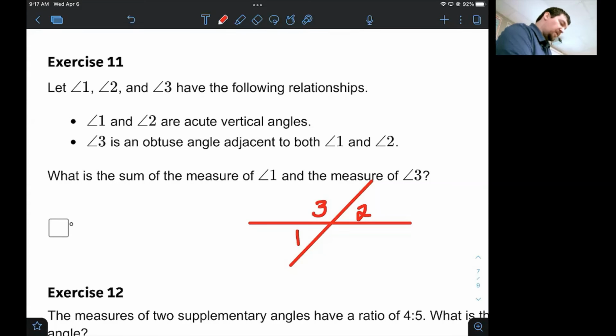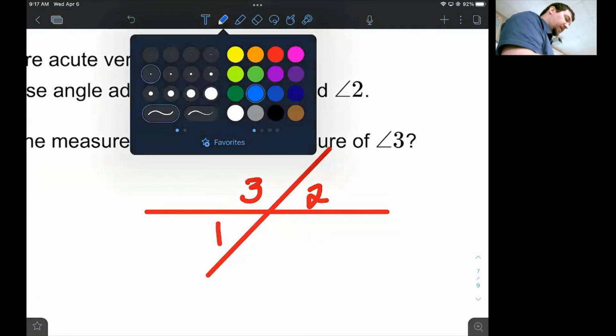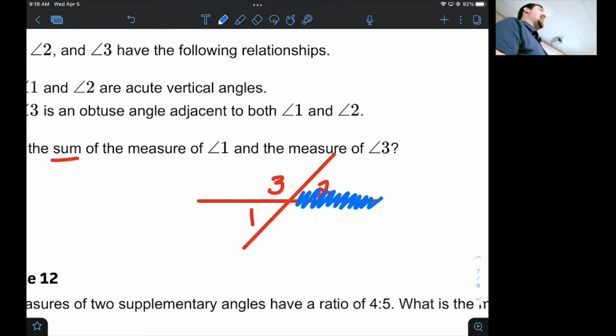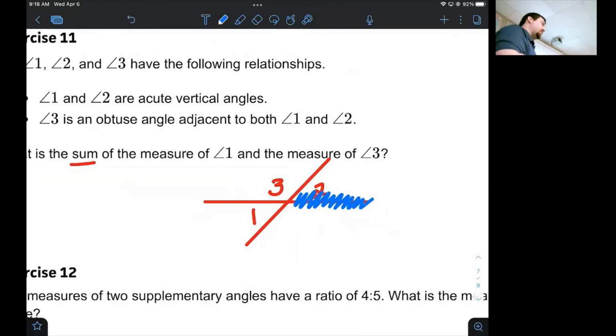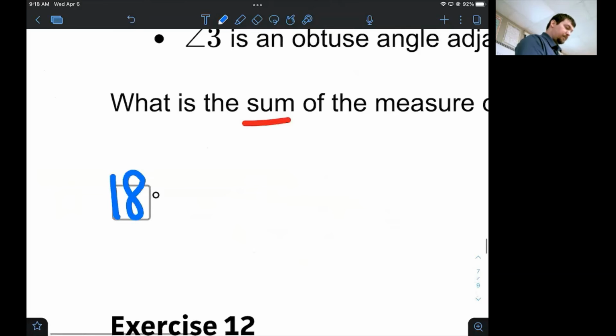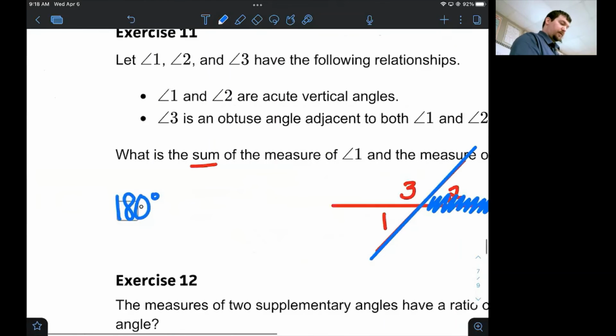It wants to know what the sum, what's that mean? Adding. What will I get when I add angles 1 and 3? So let's ignore angle 2 for a second because it just wants to know about angles 1 and 3. What will I get when I add angles 1 and 3, Alexis? That's right. I'm going to get 180 because they sit on a straight line. They're adjacent to each other, forming 180 degrees. They are said to be supplementary, and that means they are going to add to 180 degrees. Go ahead and put your degree symbol because it says what is the measure, and that means we need a degree symbol.